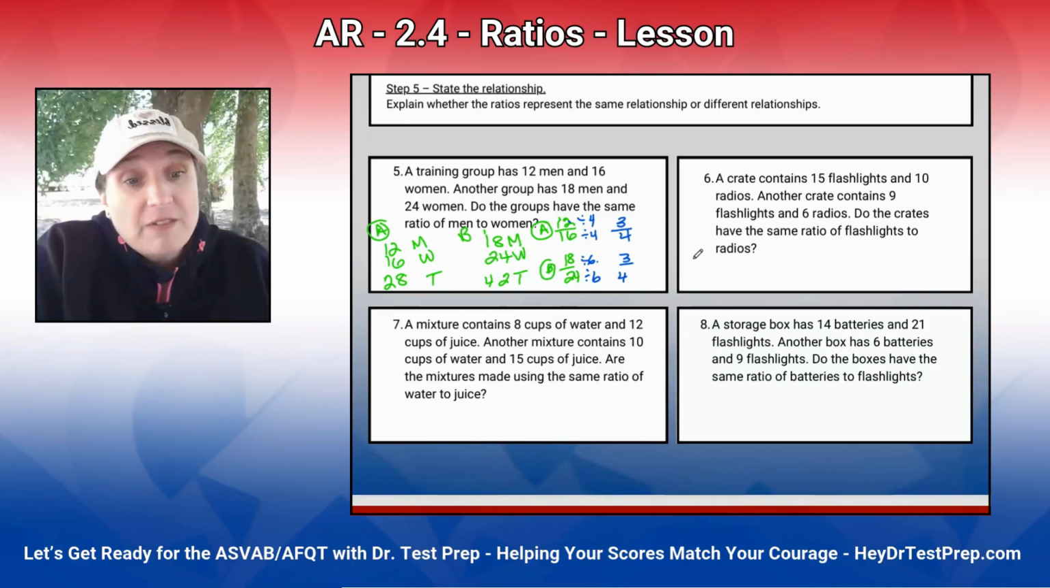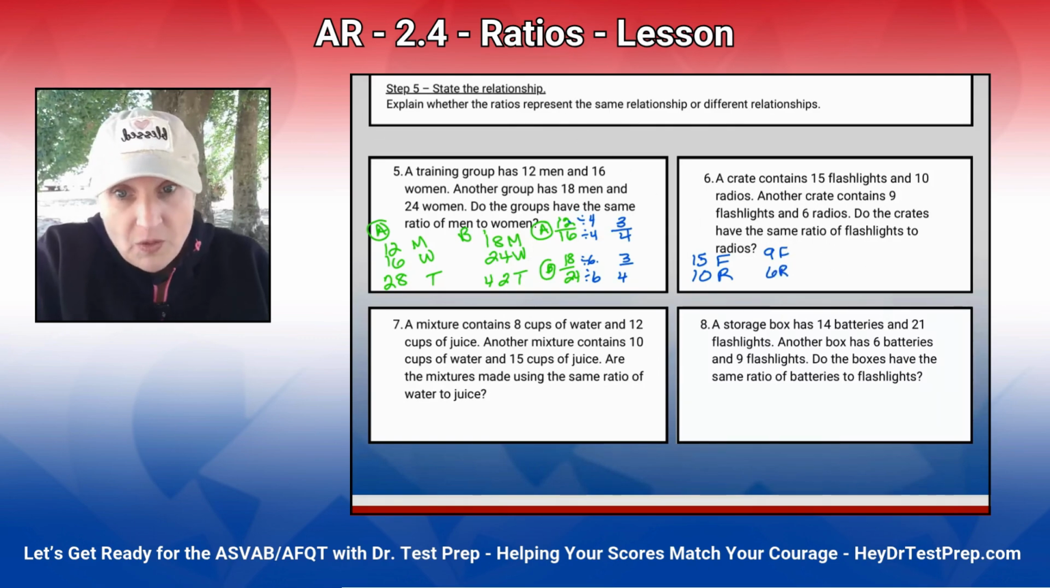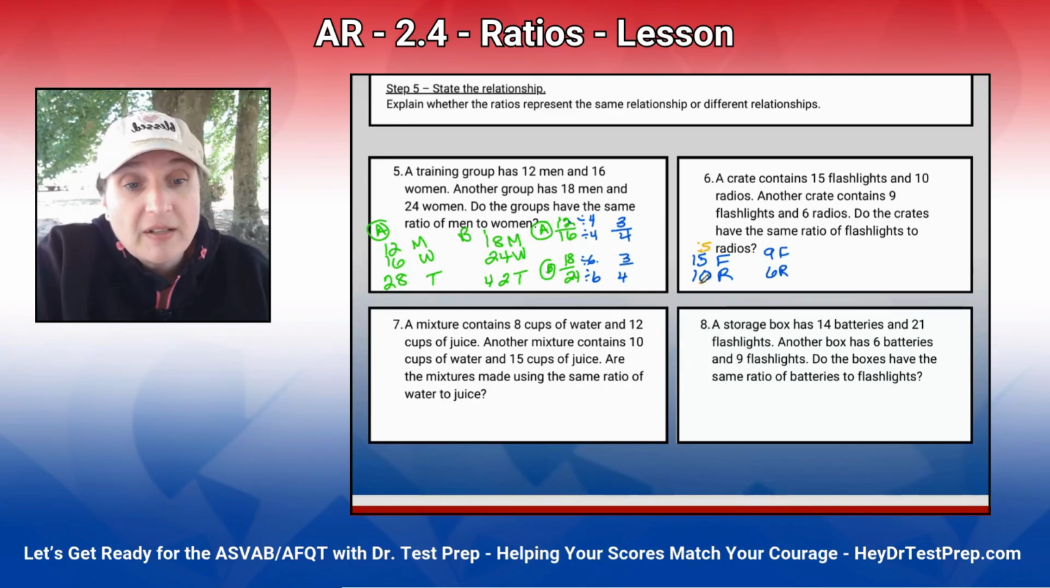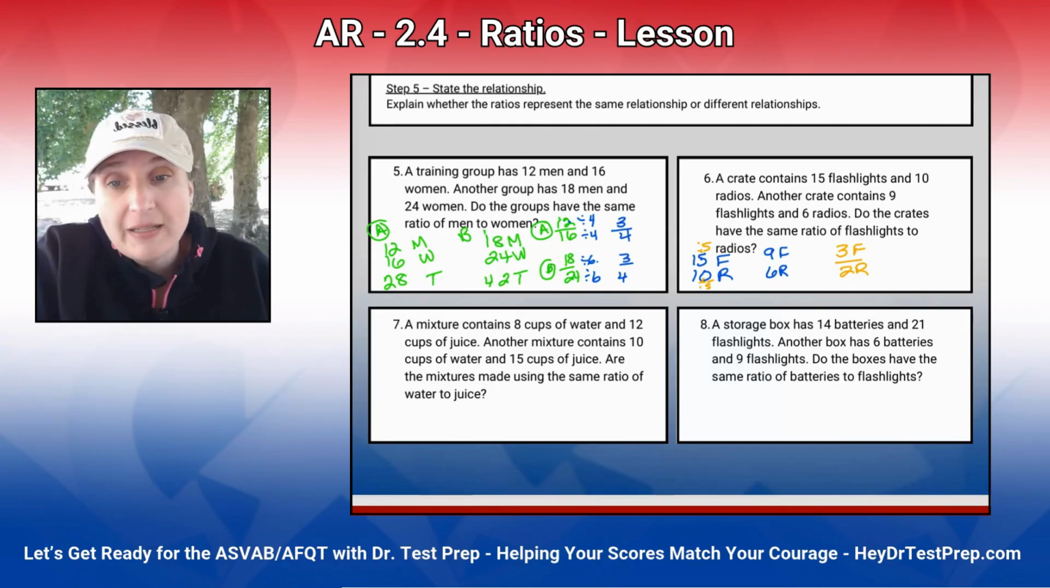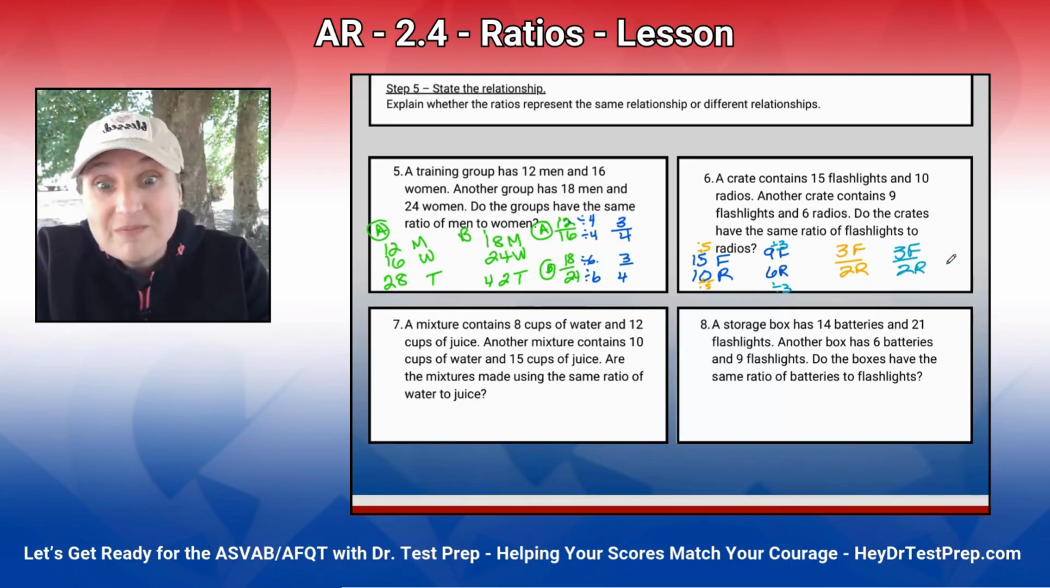A crate contains 15 flashlights and 10 radios. 15 flashlights, 10 radios. Another crate has 9 flashlights and 6 radios. And do they have the same ratio? Well, 15 and 10 both can be divided by 5. So 15 divided by 5 gives me 3 flashlights for every 2 radios in group A. And here, both of these are divisible by 3. 9 divided by 3 is 3 flashlights. So look at that with 2 radios. So yeah, they're the same.